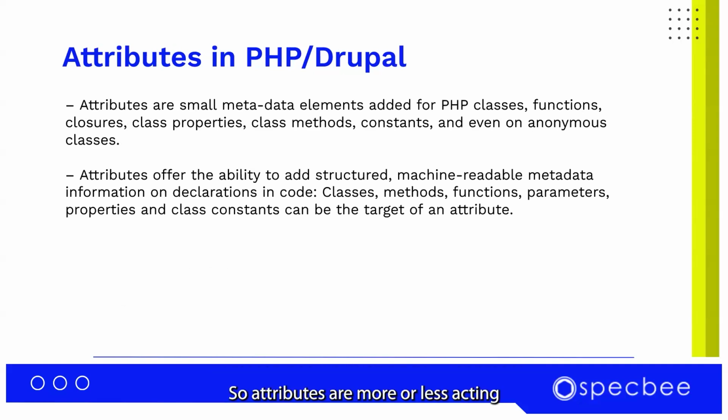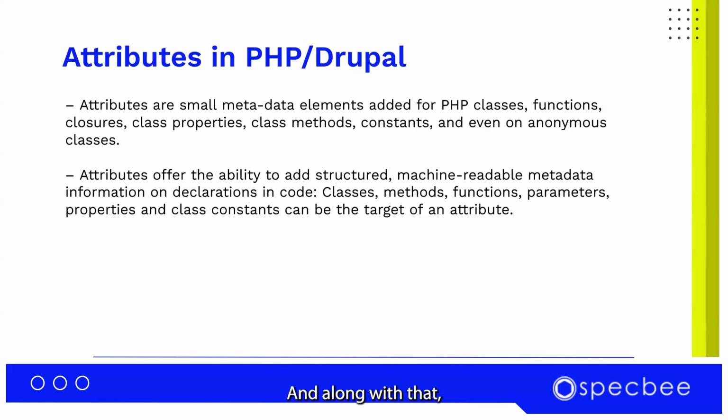Attributes are more or less acting as the same thing which annotations do. Attributes are again small metadata elements which can be added to classes, functions, properties of your classes, methods, and even variables and constants can be defined with attributes. In the case of annotations, all these different PHP elements are not supported. So attributes have the additional benefit of doing that.